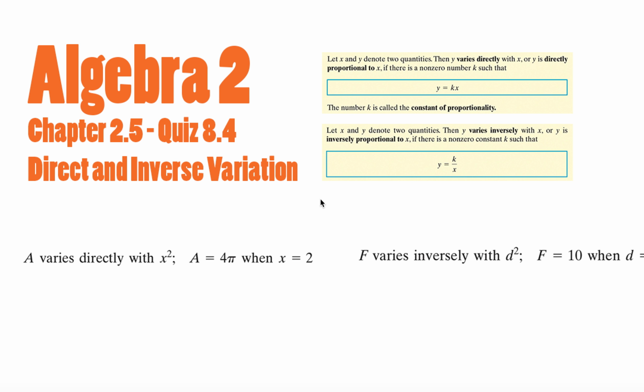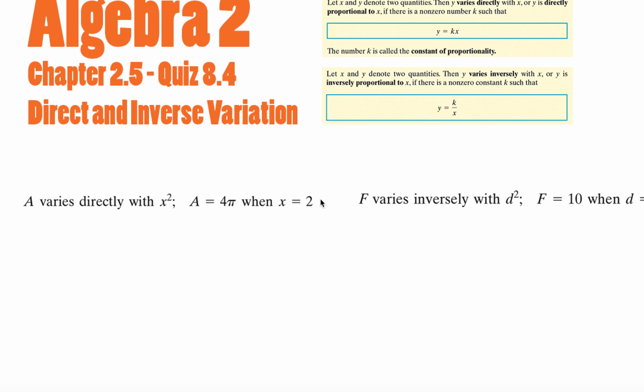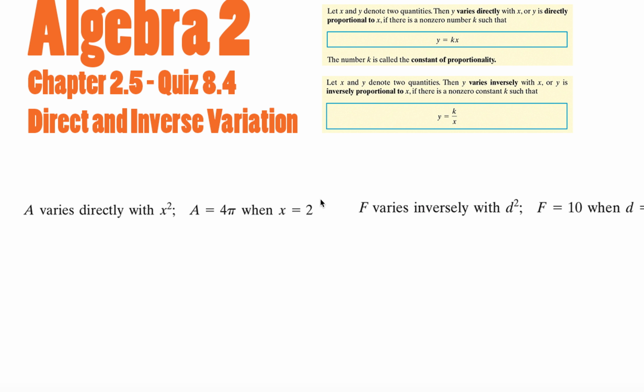Here we're going to talk about direct and inverse variation. Okay. So the first example says a varies directly with x squared, a equals 4 pi, when x equals 2. Now, when it says directly, it means that the variable is equal to some constant multiplied by the other variable. So if a varies directly with x squared, that means that a is equal to k times x squared.